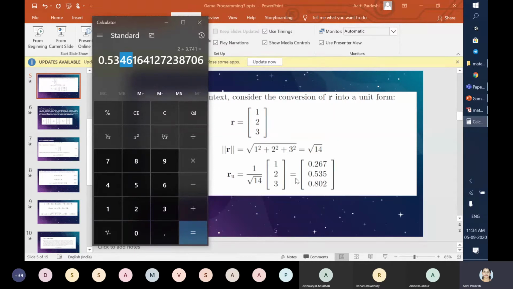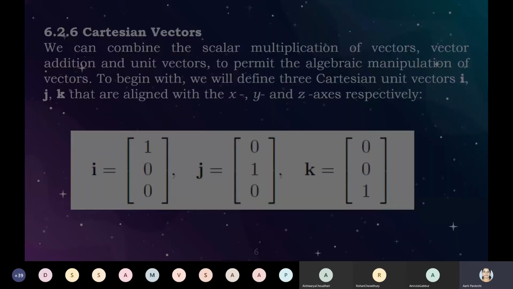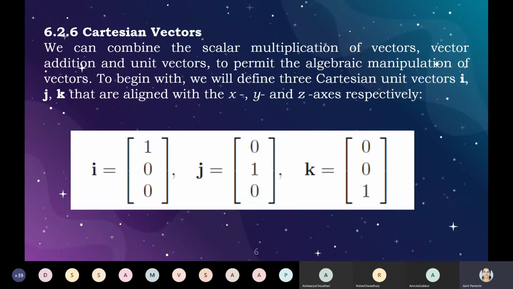Now the third value, 3 divided by under root of 14. We know the value of under root of 14 is 3.741, and the value is 0.802. We are taking it to 3 digits of precision, so we are approximating it and making it 0.802. Now we are moving to the next point.